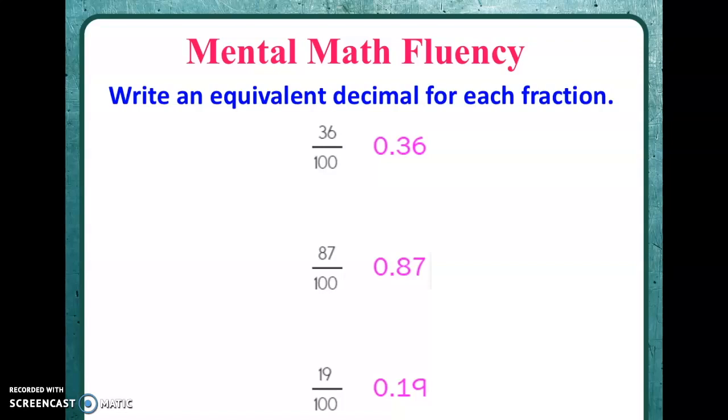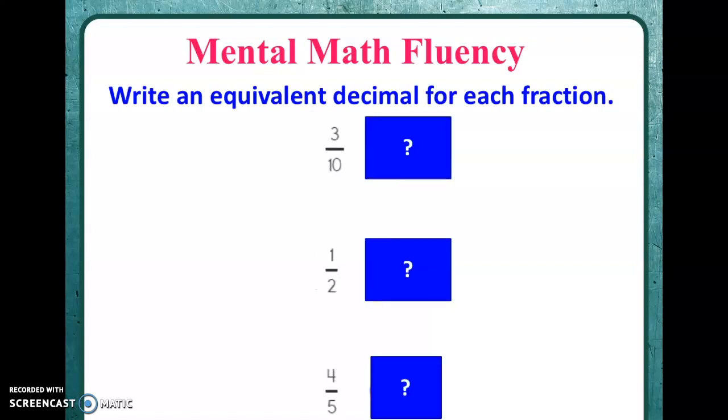We're going to go to the second level. Go ahead and write an equivalent decimal for each of these fractions. Go ahead and pause the video and play it when you're ready. Okay, for the first one, you should have written 0.3. Now, if you wrote 0.30, you're also technically correct, because 0.30 is 30 hundredths, which is equal to 3/10.